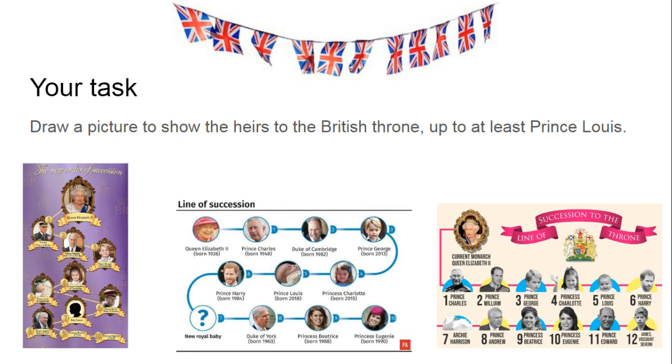So your task today is to draw a picture to show the heirs to the British throne, and I'd like you to go up to at least Prince Louis, so that is William and Kate's last son. So I've put some examples here. You can be creative and draw it however you would like. Make it look nice. Just make sure you have the Queen, who's our current Queen, at the top, and then the last person at the bottom of the page. So it shows the line of succession over time, just like a timeline.